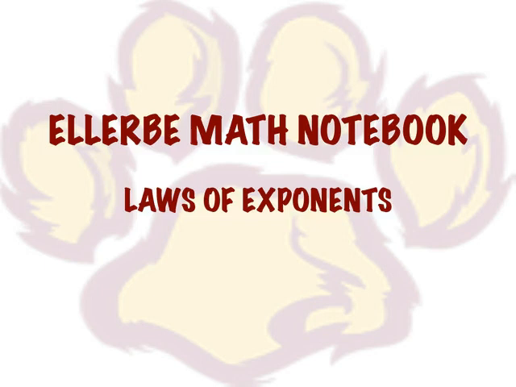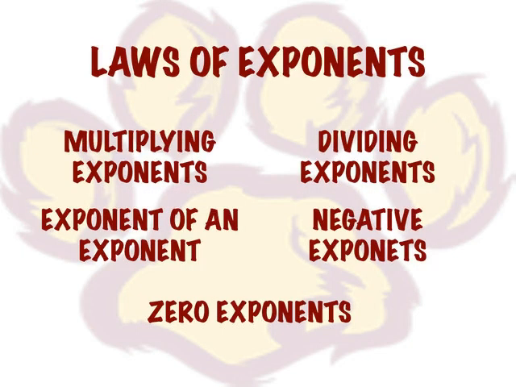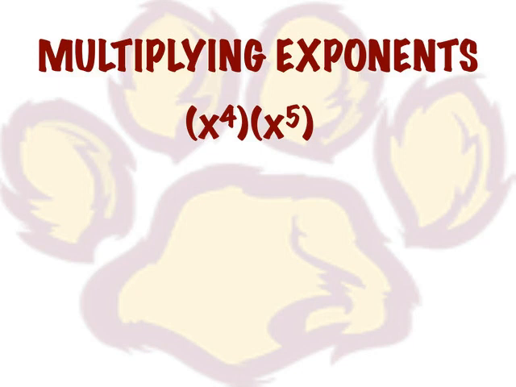Today's lesson is on the laws of exponents. For 8th grade math, the 5 laws of exponents we need to know are how to multiply with exponents, how to divide with exponents, how to take the exponent of an exponent, what to do with negative exponents, and what to do with zero exponents. For each of these 5 laws or rules, we're going to look at 2 examples, one with a variable and one with numbers. To start, let's look at multiplying exponents.